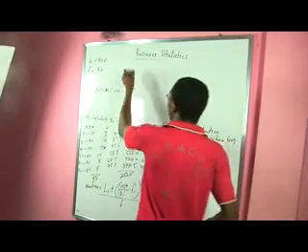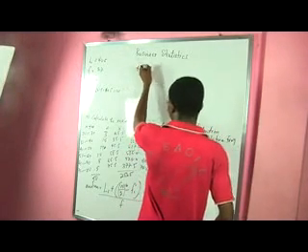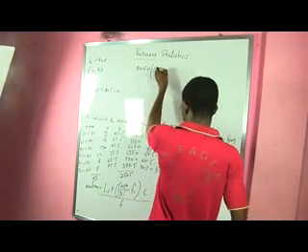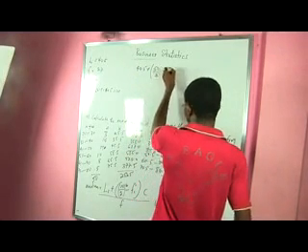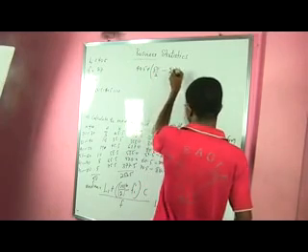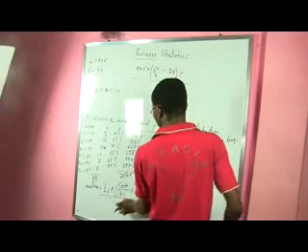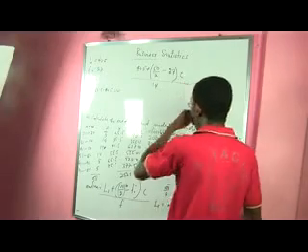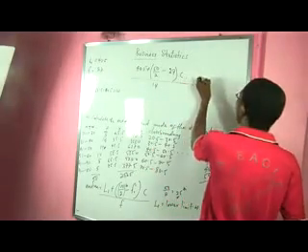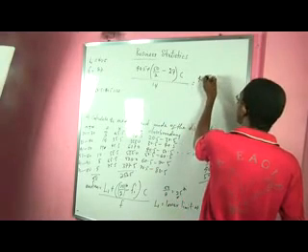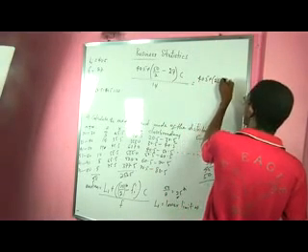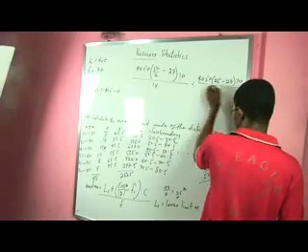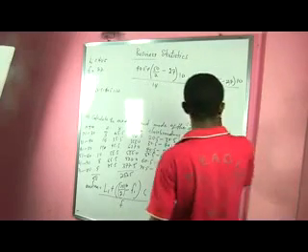Now let's find the value. So we are going to have what? 40.5 plus 50 over 2 minus what? Minus 27 all over what? All over 14, and times C. So here we will now have what? We have 40.5 plus bracket 25 minus 27 bracket, times 10, all over what? All over 14.